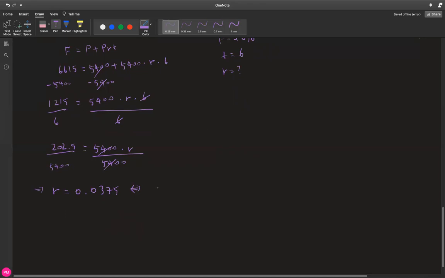So what's the APR? APR has to be in percentage. So the APR is 3.75%. Simply by converting the decimal to the percentage, we can deduce the APR like this.